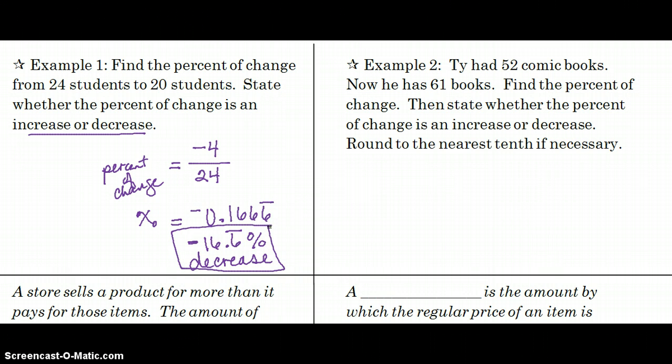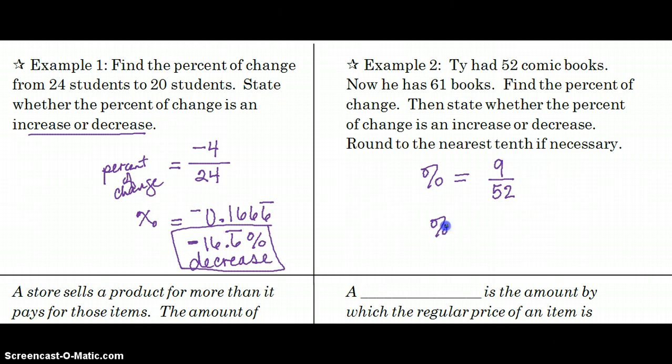Example 2: Ty had 52 comic books and now he has 61. That sounds like he increased to me. Find the percent of change and then state whether it was an increase or decrease. It says to round if necessary. So when we are looking for our percent of change, we're going to compare how much it changed. He increased by 9. His original number was 52.